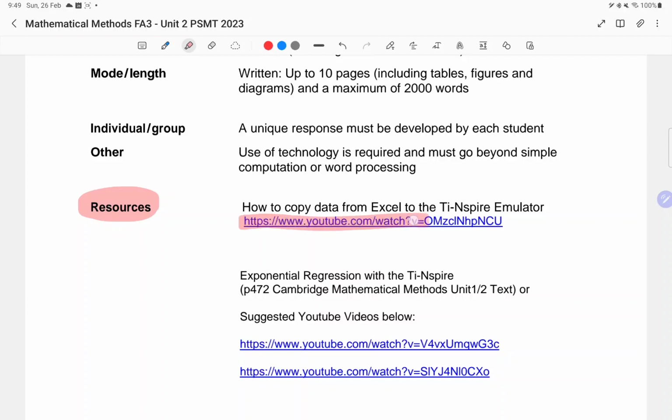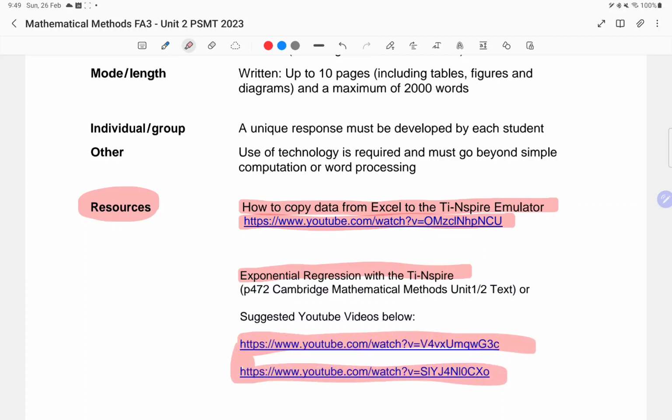So this one, copy data from Excel to TI Inspire emulator. That's something that you will have to do. If they put a resource in there, most likely that's what you have to do. All right. Next would be exponential regression with the TI Inspire, and yeah, you can watch these YouTube videos for that content. So there are two things.